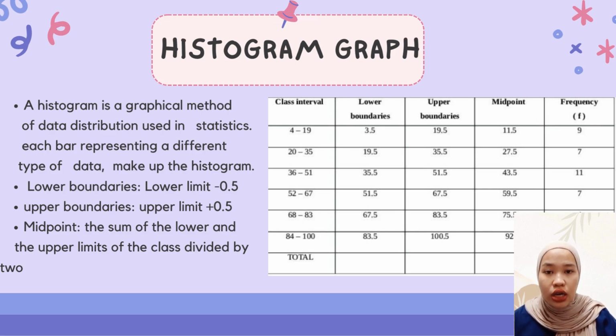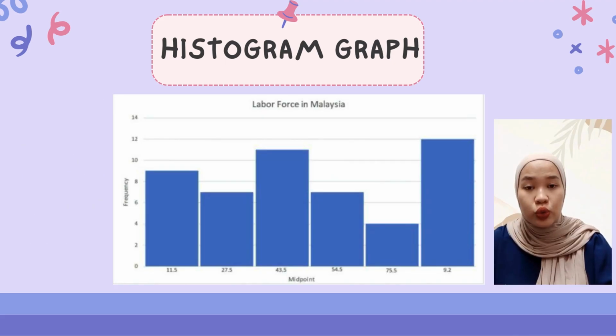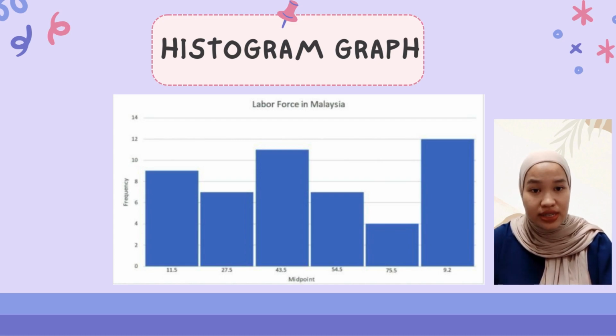To find the lower boundaries, lower limit minus 0.5. For the midpoint, the sum of the lower and the upper limits of the class divided by 2. And for the upper boundaries, upper limit plus 0.5. To make the histogram graph, you need to draw a horizontal axis for the midpoint and a vertical axis for the frequency or count.